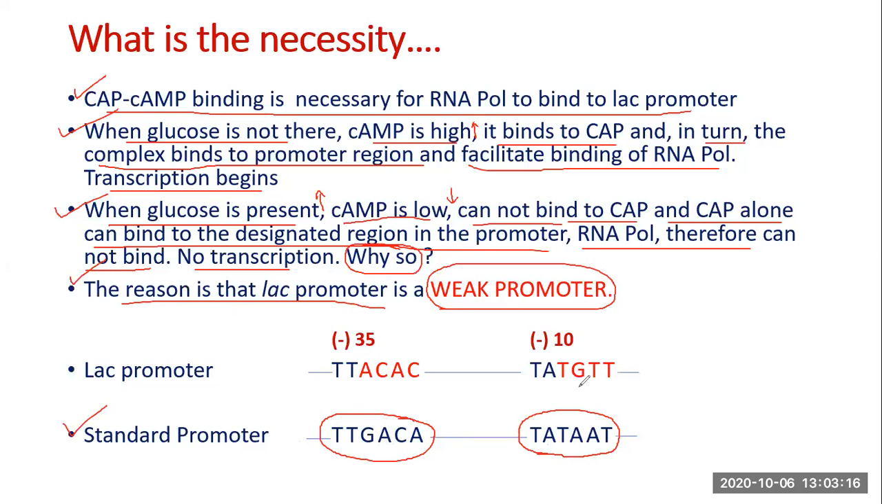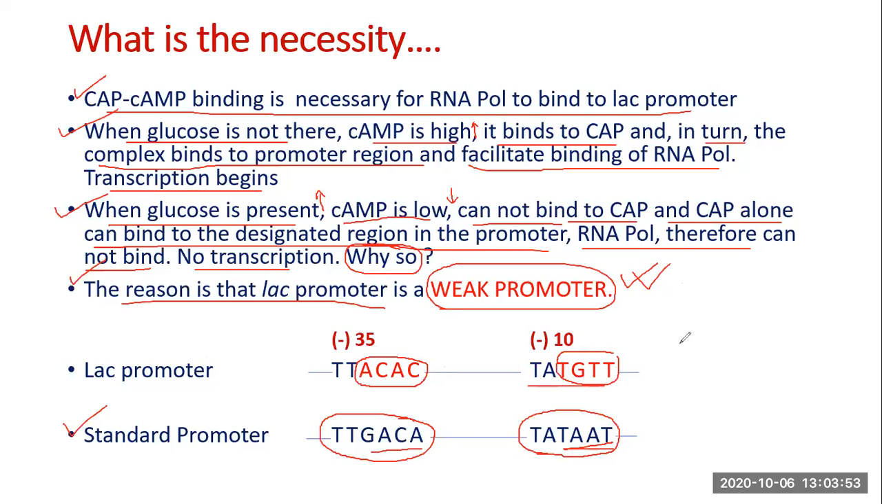And you see the Lac promoter, the -10 sequence, TATGTT. The nucleotides in red are the substitutes. Originally it should be TAAT, but you have TGTT. So there are multiple substitutions. The same is the case in the -35 consensus sequence in the Lac promoter. What is required is GACA, you have ACAC. So there are multiple substitutions in the -10 and -35 consensus sequences, and as a result, the Lac promoter is called a weak promoter.